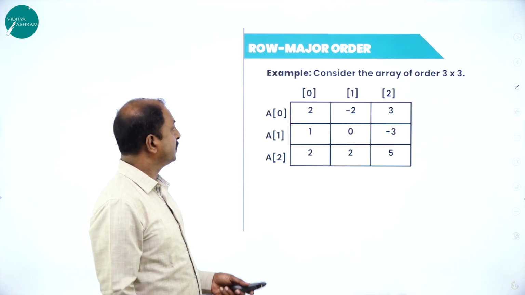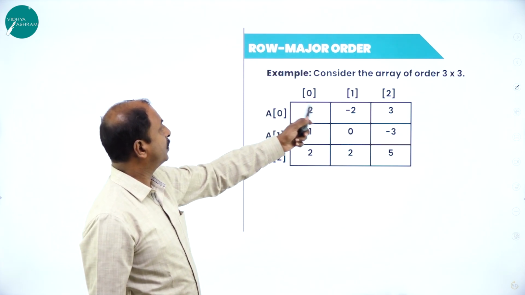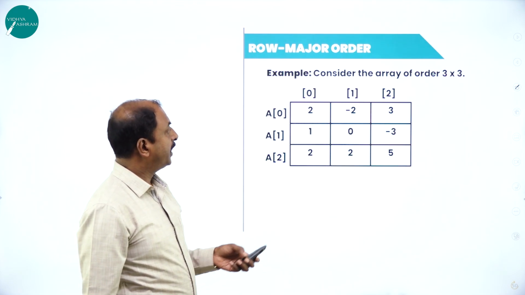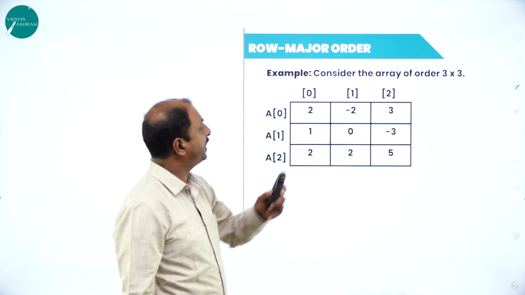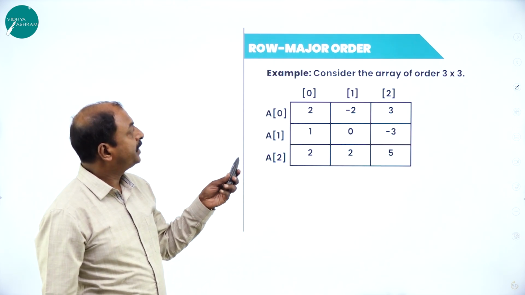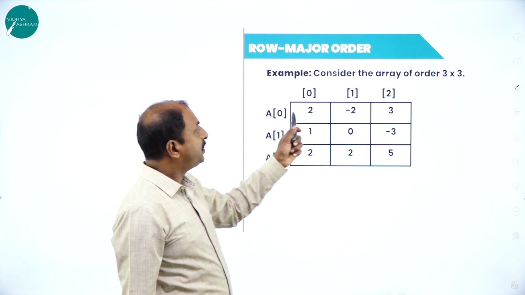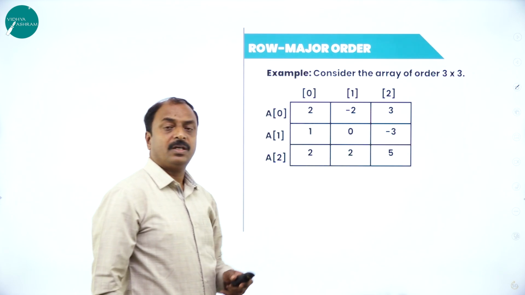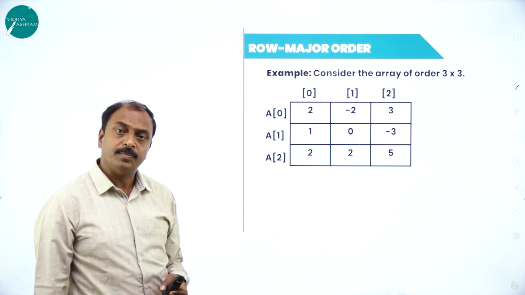This is an example here. These are the indices as we have seen in our previous slide: index 0, 0, 0, 1 and 0, 2 and so on. In this example, there are 3 rows: 2, minus 2, 3 are the first row elements, 1, 0, minus 3 are the second row elements, 2, 2, 5 are the third row elements. In row major order, in computer memory, the first row elements are stored first, then the second row elements are stored next, and finally the third row elements are stored.